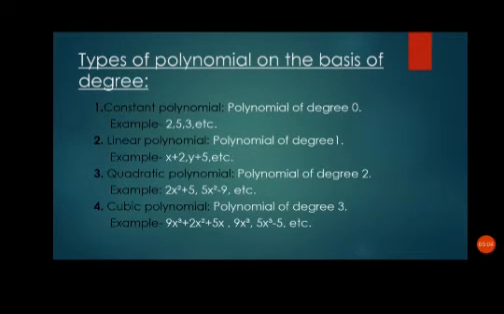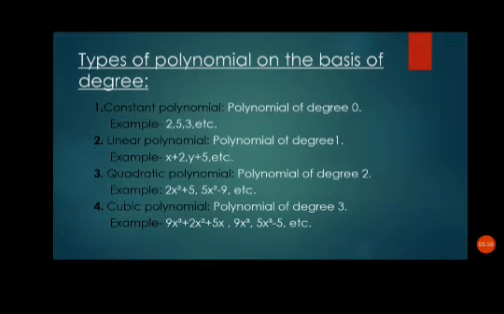Moving forward, types of polynomials on the basis of degree. On the basis of degree, polynomials are generally divided into four types. First one is constant polynomial. In a constant polynomial, the degree of the polynomial is 0, and examples of this are 2, 5, 3, etc. Moving forward, linear polynomial, a polynomial of degree 1. Examples, x plus 2, y plus 5, etc.